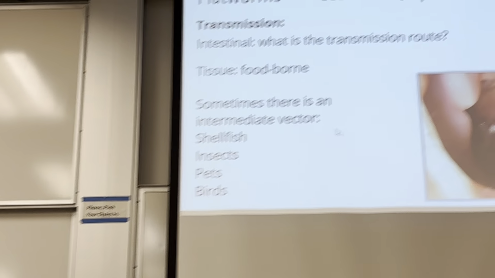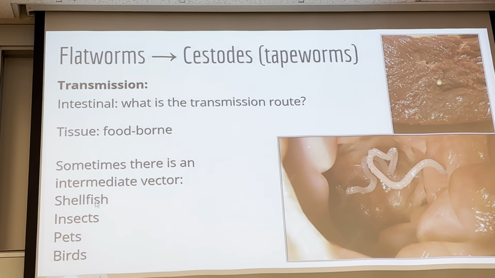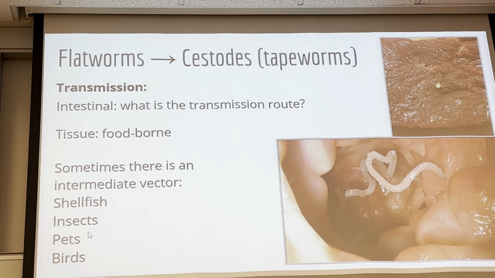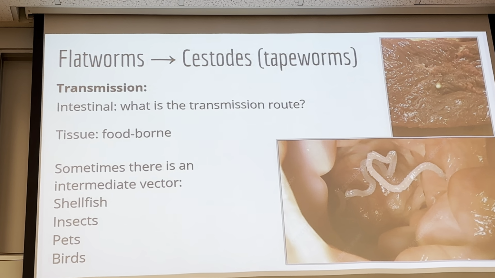And then sometimes there's an intermediate vector. So I'm going to talk a tiny bit about intermediate vectors. They might not have just one method of transmission. They might have to have two methods of transmission or else it will die. So sometimes they have to go through another phase, or the larvae or the egg will have to develop in another area. So sometimes there is an intermediate vector, such as shellfish, or insects, pests, birds, things like that.